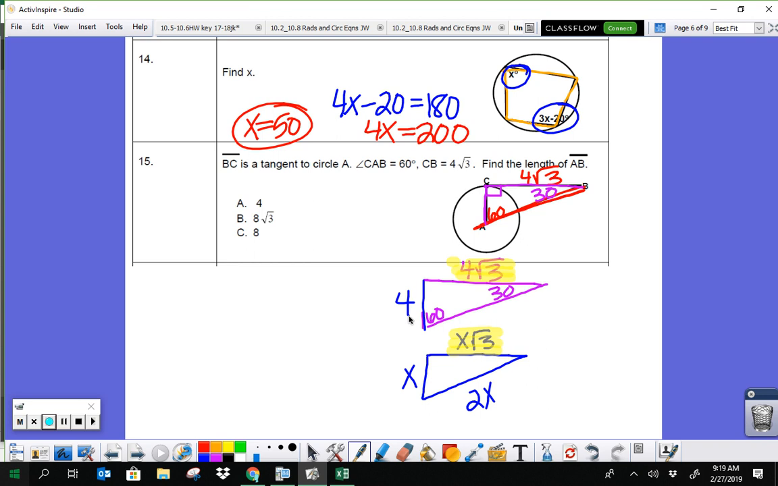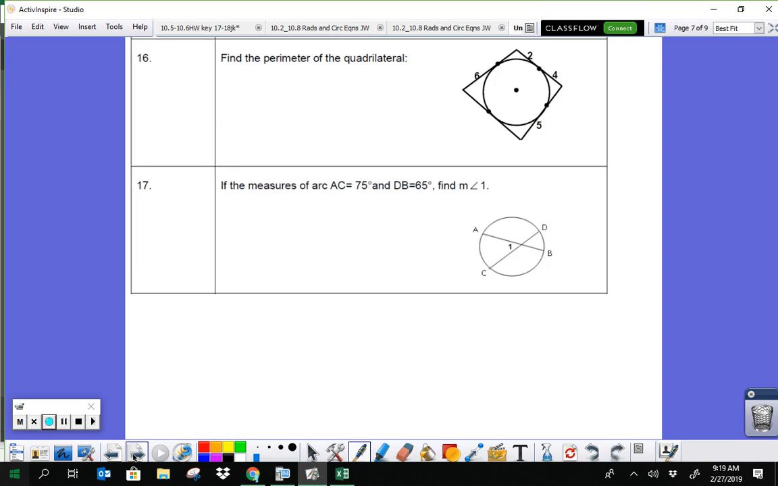And then to get the hypotenuse, which is what it's asking for here, it's wanting AB. To get that, I'm going to do 2 times x, which is going to be 8. A lot involved in that problem, but you got to remember your 30, 60, 90s.